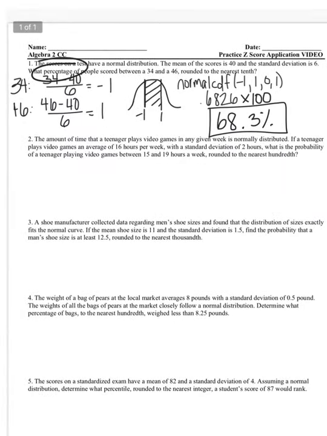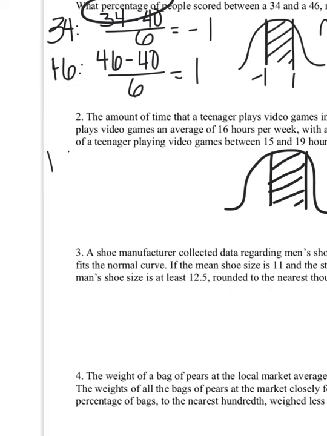For number 2, the amount of time that a teenager plays video games in any given week is normally distributed. If a teenager plays video games on average 16 hours per week, standard deviation of 2 hours, what is the probability of a teenager playing video games between 15 and 19 hours a week? So we have to figure out the z-scores for each of those. Okay, so we have 15 hours a week and 19 hours a week.